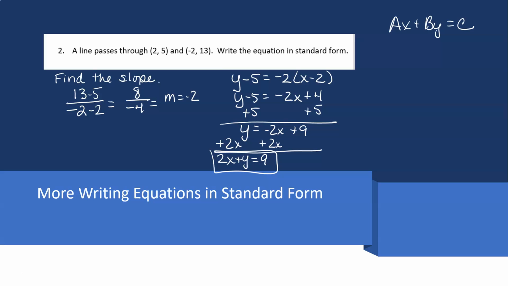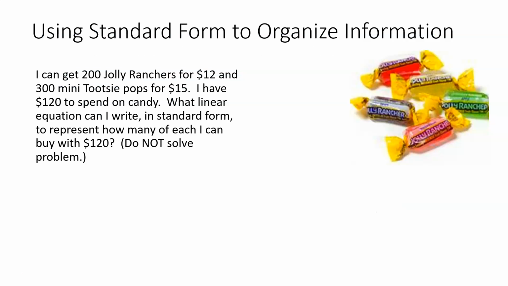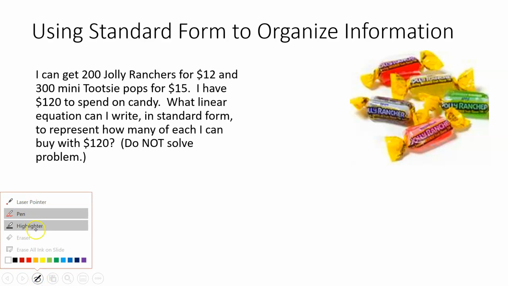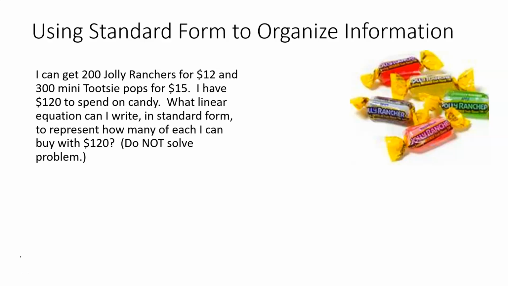Okie dokie. All right. The last part that we have here is using standard form to organize information. So this says I can get 200 Jolly Ranchers for $12 and 300 mini Tootsie Pops for $15. I have $120 to spend on candy. What linear equation can I write in standard form to represent how many of each I can buy with $120?